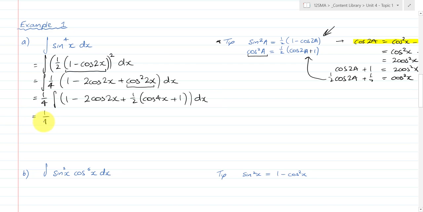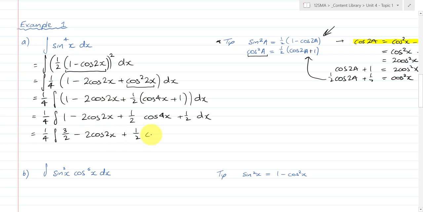Now I haven't actually done the integration yet, I'm still simplifying. This becomes 1 minus 2 cos 2x plus a half cos 4x, so that should be cos 4x inside, plus a half dx. And almost there, a quarter integral, I've got 1.5 because I've got that plus a half there, minus 2 cos 2x plus a half cos 4x dx.